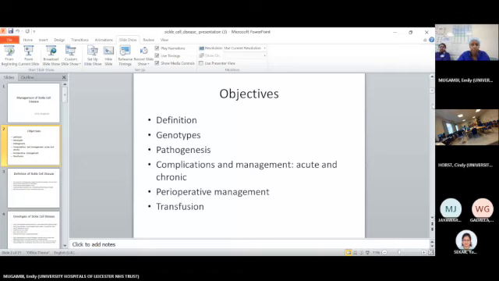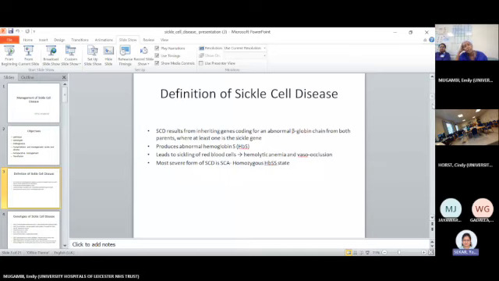Okay, so what is sickle cell disease? Sickle cell disease is a multisystemic disease. It's inherited. It presents from childhood. What happens is that there's inheritance of genes coding for abnormal beta globin that come from both parents to get sickle cell disease, and at least one of the beta globins has to be carrying a sickle gene.